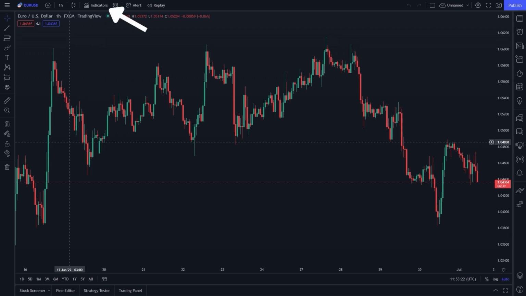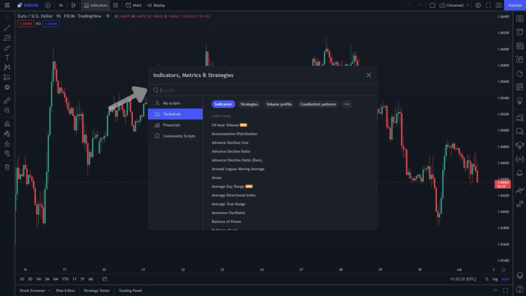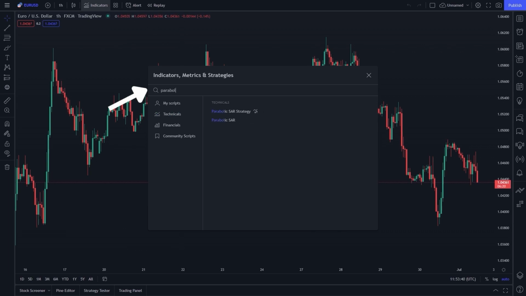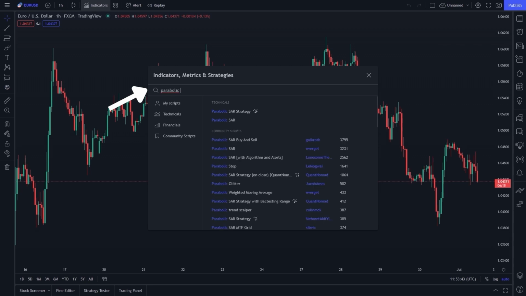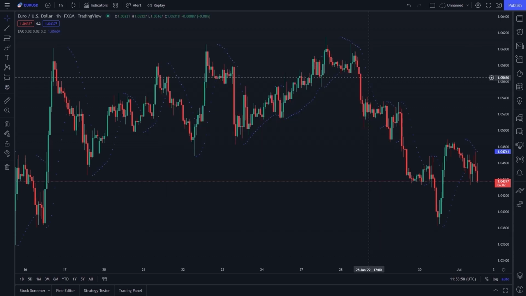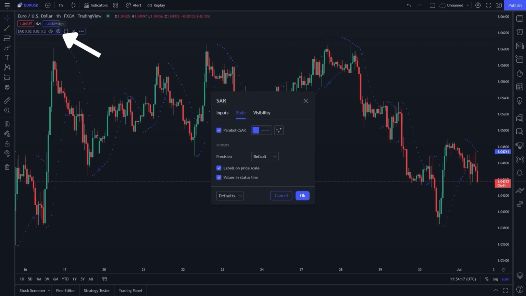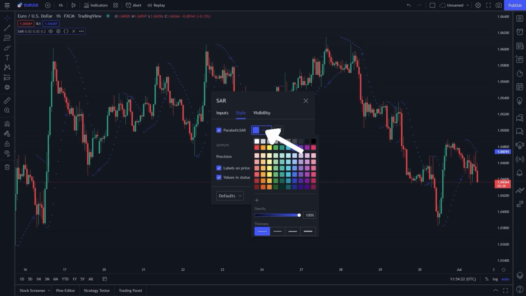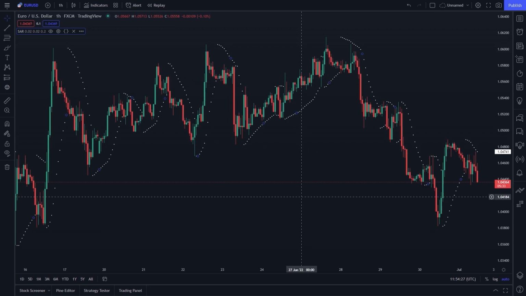Click on Indicator, search for Parabolic SAR. Click on it. Change the color to white, so you can easily see the Parabolic SAR indicator. Your chart will look like this.